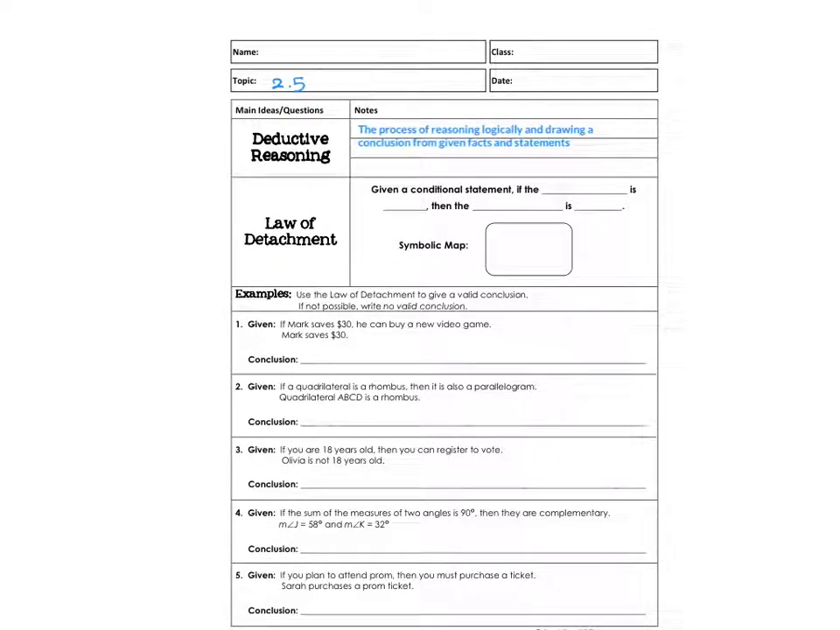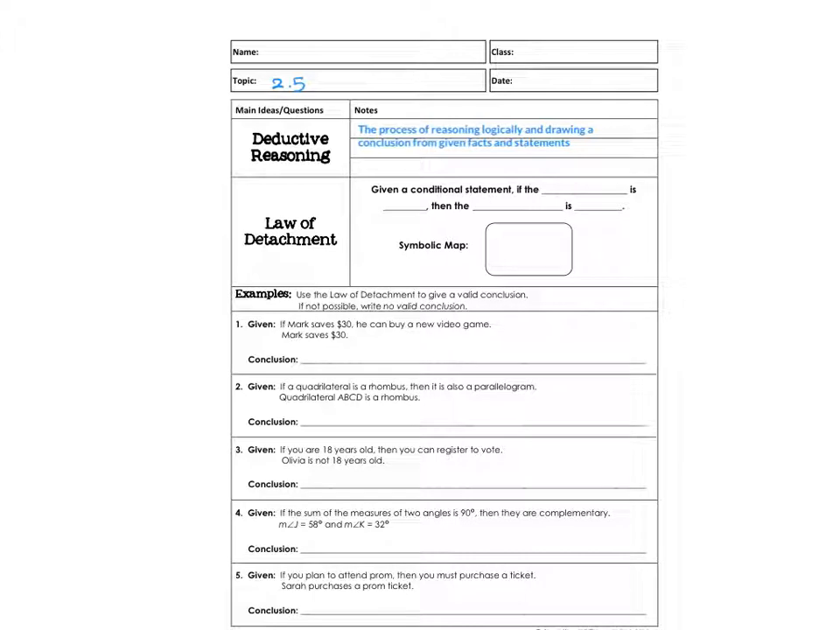This video is about deductive reasoning. We've all probably seen enough Law and Orders to know that deductive reasoning is really just the process of reasoning logically and drawing a conclusion from given facts and statements. In other words, you're presented with facts and statements and then you draw the conclusion. That's deductive reasoning because you have to derive the conclusion from the facts and statements.